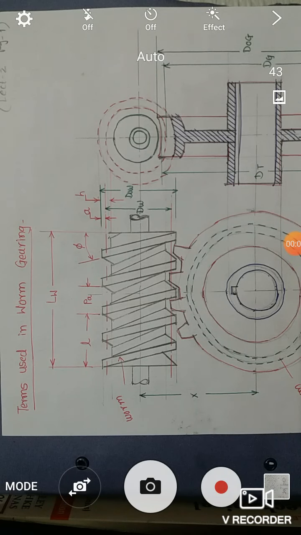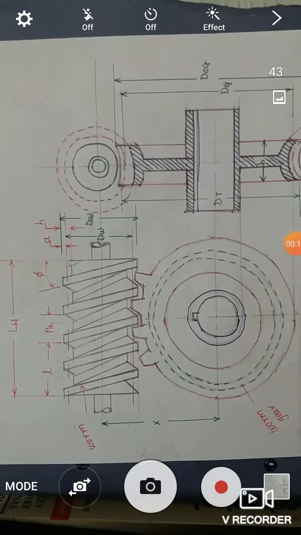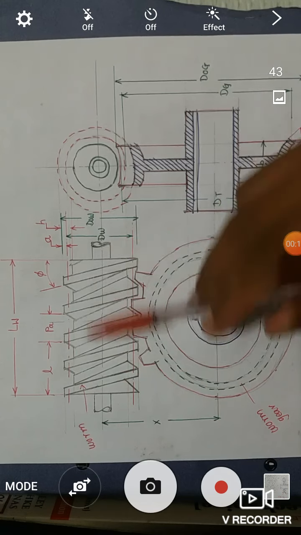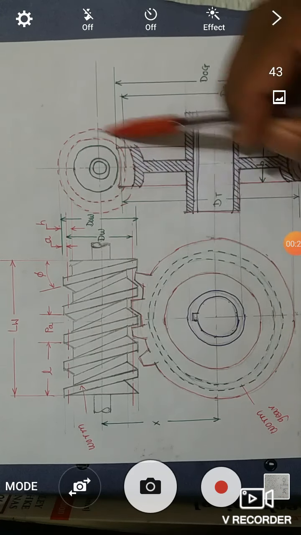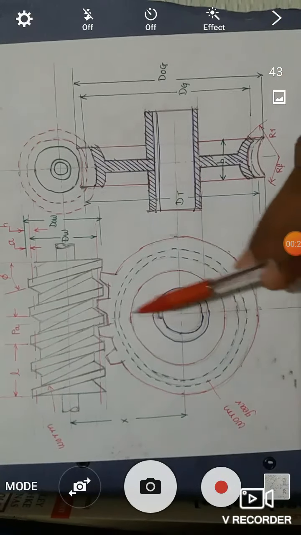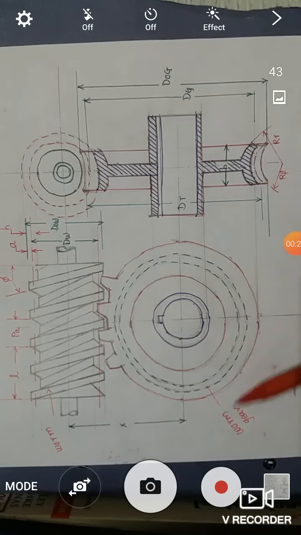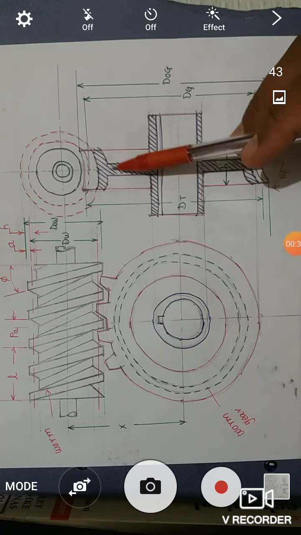Hello students, today we learn about the terminology which is related to worm and worm gear. For that purpose we refer one diagram. So here this top portion is called as worm, and this is the side view of worm. Then this bottom portion is called as worm gear, and this is the side view of worm gear.